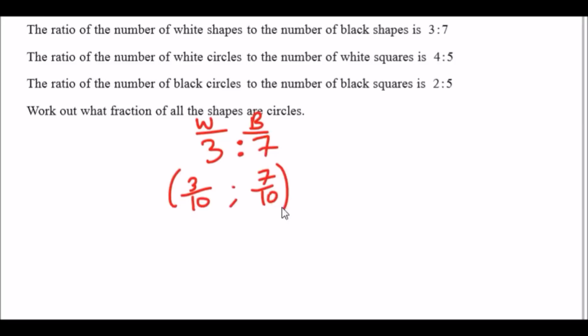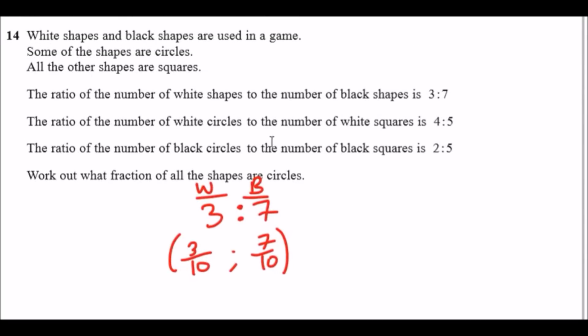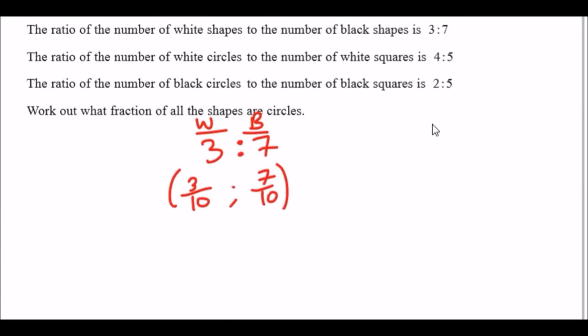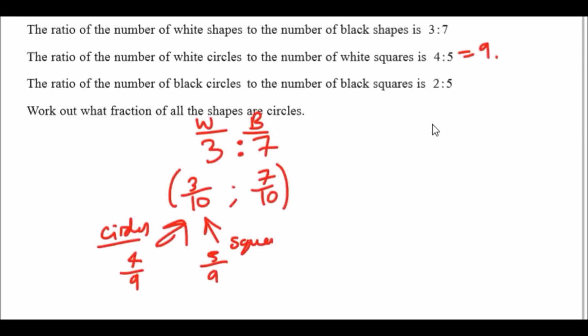Why? Because the total part is 10 and 3 out of 10 parts is white, 7 out of 10 parts is black. Next one. The ratio of the number of white circles to white squares, so this is within the white column, is 4 to 5. So ultimately we can say for the circles, if the total number of parts is 9, 4 9ths are circles, whereas 5 9ths are squares. The reason why I'm writing this now is that it's best to summarize information before you solve the question.